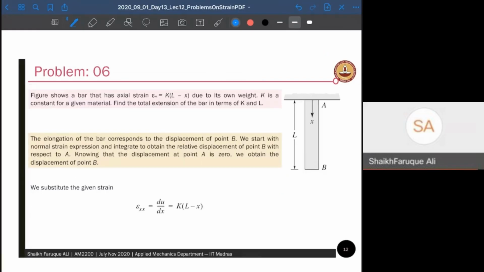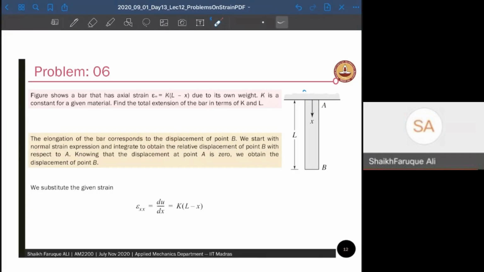Now let's go to problem 6. It's a little bit involved problem for understanding, but it's not very difficult. The figure is given here, a longitudinal bar which is hanging. There is a fixed support here. So there is a load that is given. Let's say I don't know the load, but I've been asked to find out the strain that is going into the material.